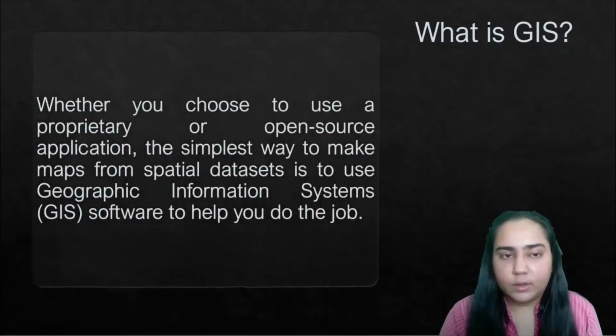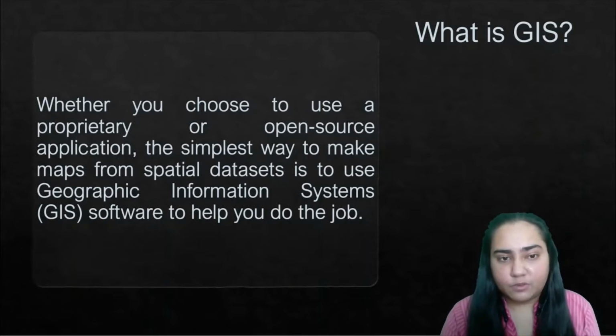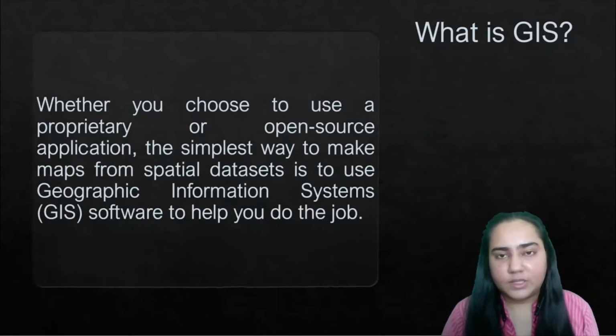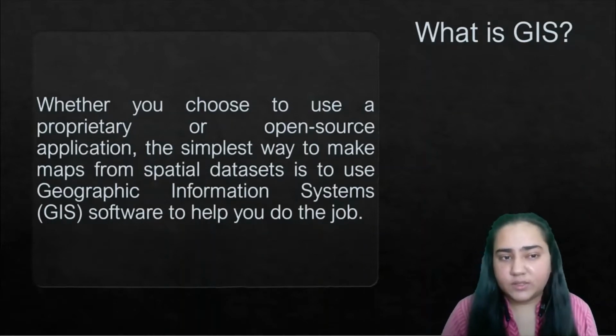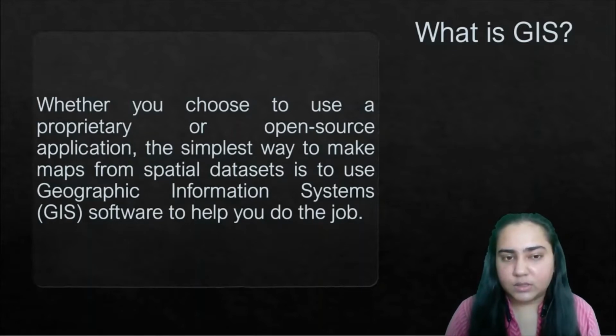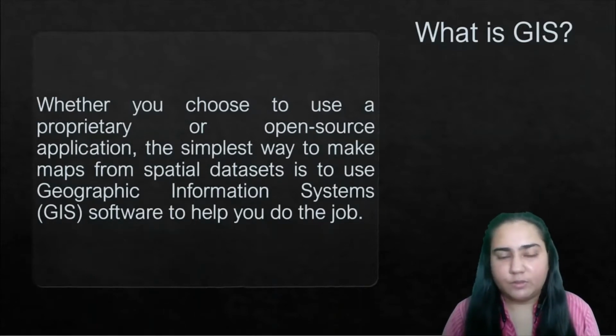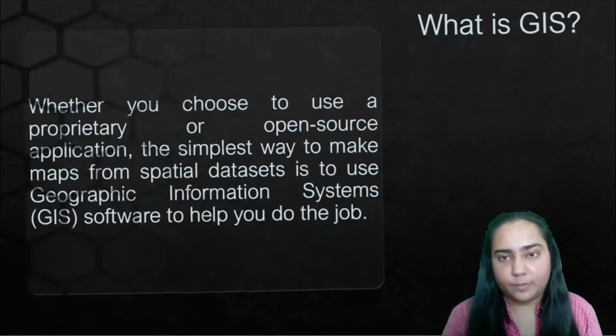What is GIS? Whether you choose to use a proprietary or open source application, the simplest way to make maps from spatial datasets is to use geographic information systems software to help you do the job. If you are given some spatial datasets, which means you have some coordinates and some information about those coordinates, and you want to plot that and make a visualization of it, then there are two kinds of applications available, open source and proprietary. But no matter which one you use, the technology that you would be using is geographic information systems. If you know that, then you can do the job very well.